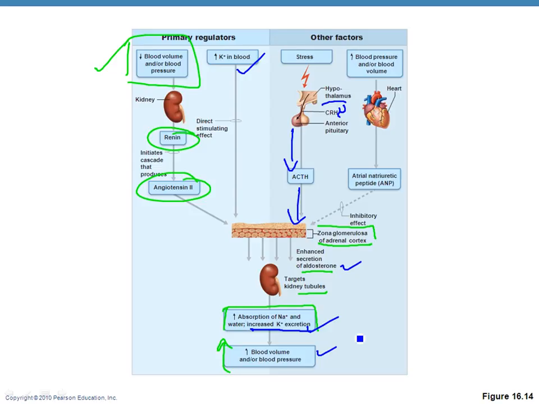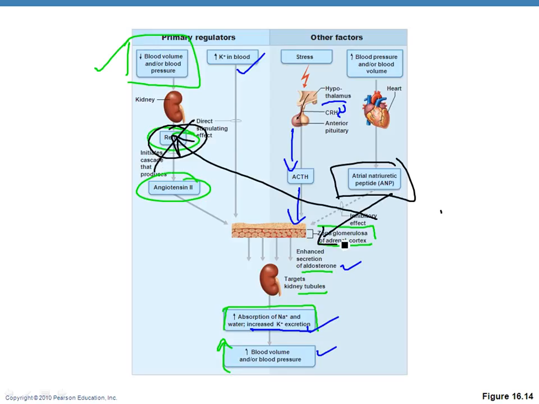This last one is an inhibitory effect. Basically, what ANP is going to do is inhibit renin. That's its main function. It doesn't say that here in the slide, I'm just telling you that. So what is it going to do? It inhibits the release, so it stops aldosterone from being released.